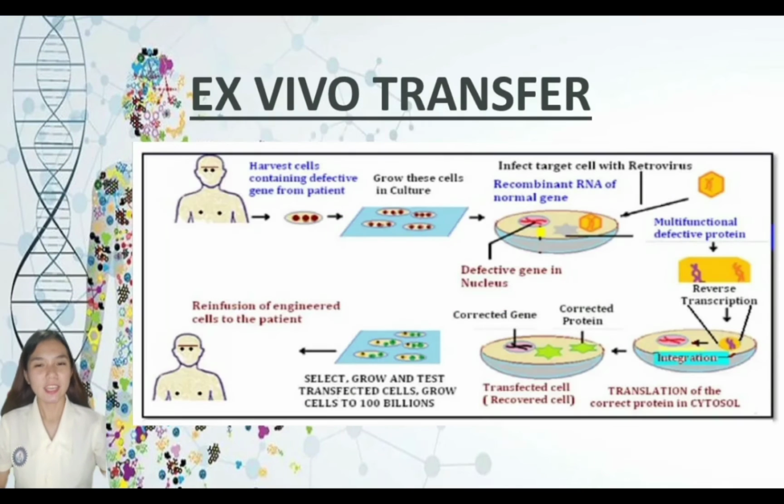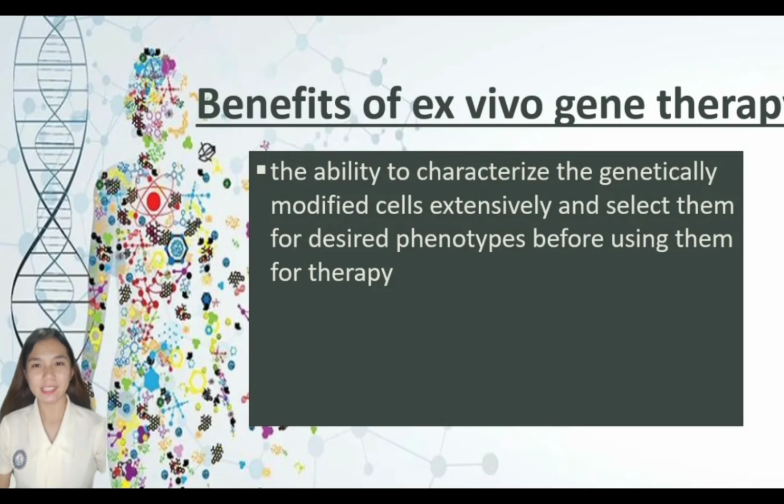To better understand, here is the self-explanatory schematic diagram for ex vivo transfer. So ex vivo therapy involves tightly regulated cellular manipulation in harvested cells. And now, let's talk about the benefits of ex vivo gene therapy. The advantage of ex vivo gene therapy is the ability to characterize the genetically modified cells extensively and select them for desired phenotypes before using them for therapy. The properties of the cells may also be chosen to enhance the therapeutic potential.